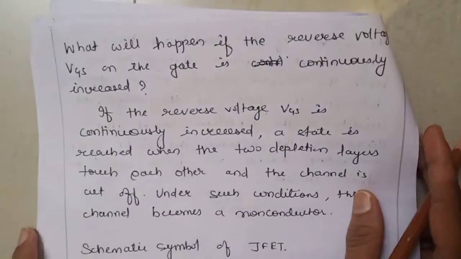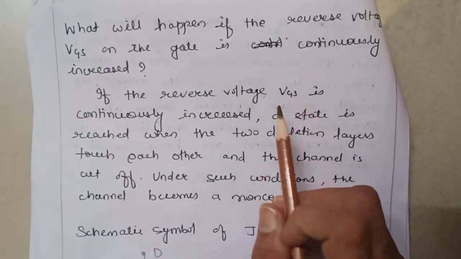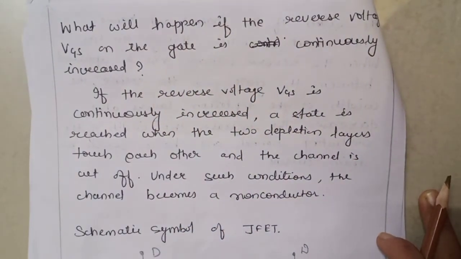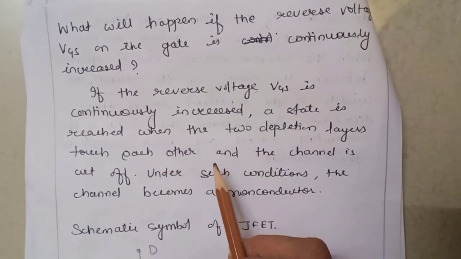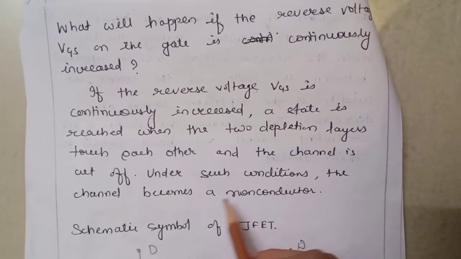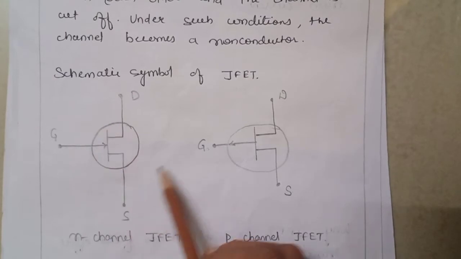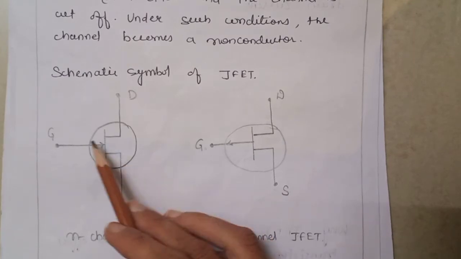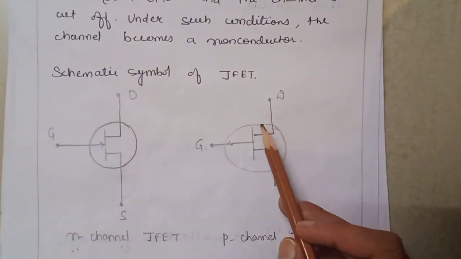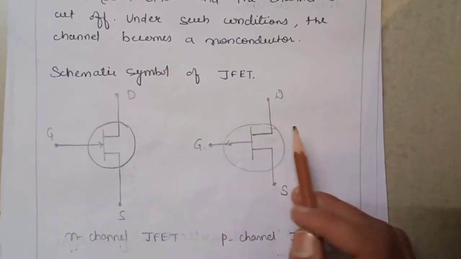The second important question is what will happen if the reverse voltage VGS on the gate is continuously increased. If we keep on increasing the reverse voltage VGS, a state is reached when the two depletion layers touch each other and the channel is cut off, and under such conditions the channel becomes a non-conductor. Here I have given the symbol of JFET. This is the drain terminal, source terminal, gate terminal. For N channel JFET, the arrow is inward. For P channel JFET, the symbol is the same, only the arrow is going outward.